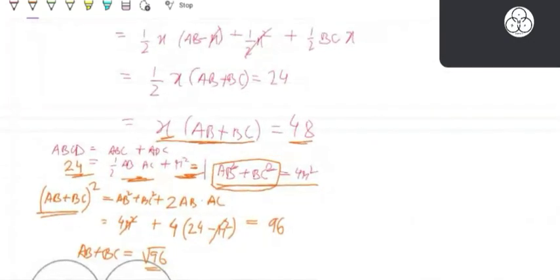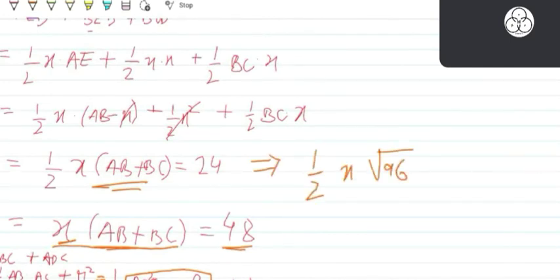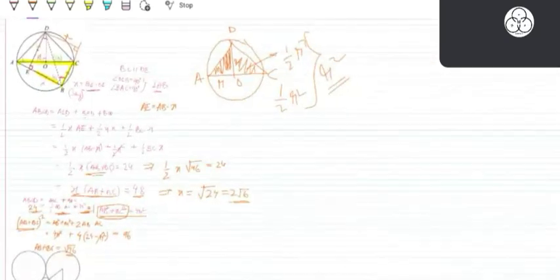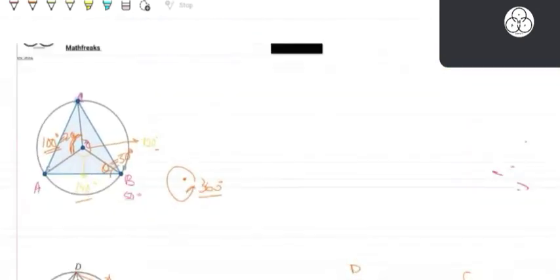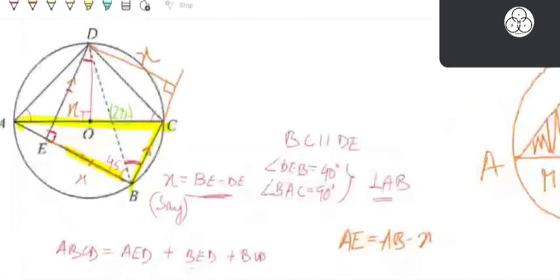Now we have this relation: half of x into AB plus BC, root over 96, equals 24. Find the value of x. This will be root over 24, or you can write 2 root 6. So this is the total solution. Just have a look, go through it once. Let me zoom in.